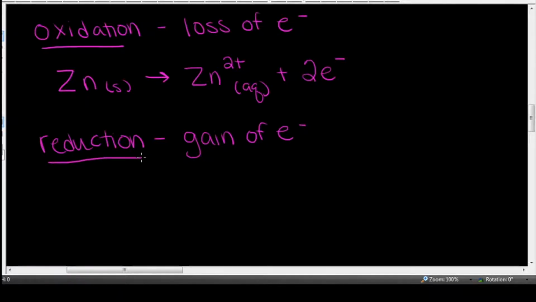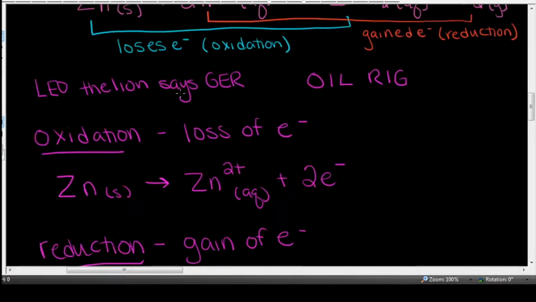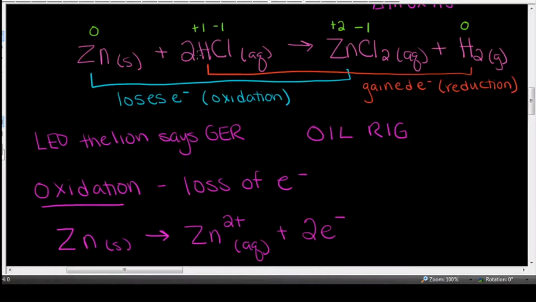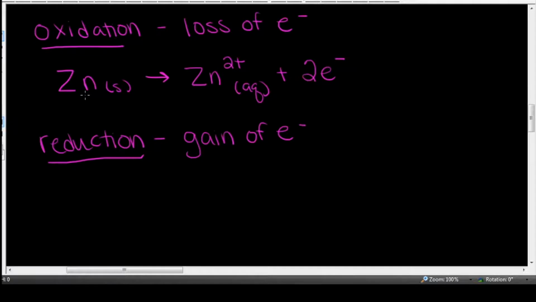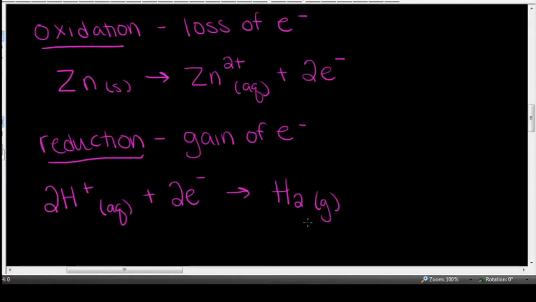In this reaction, I should probably scroll back up, the thing that is gaining electrons is my hydrogen. My hydrogen 1+ ions in my HCl are becoming diatomic neutral hydrogen gas over here. So if I was to write my balanced reduction half reaction, it would be the 2 hydrogen ions in solution gaining 2 electrons in order to become neutral diatomic hydrogen gas.